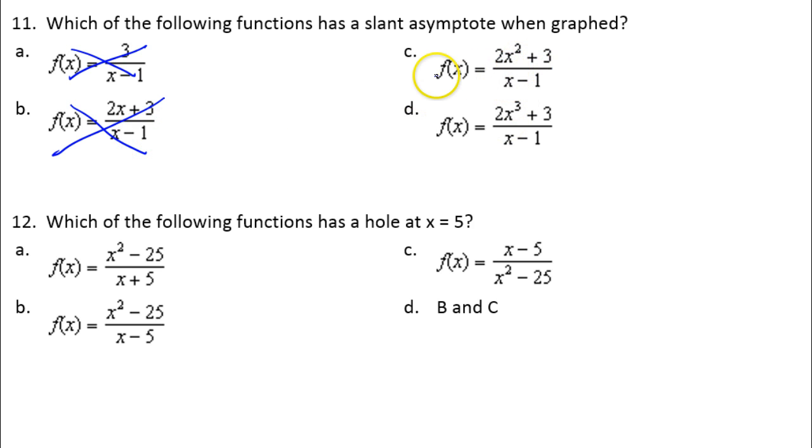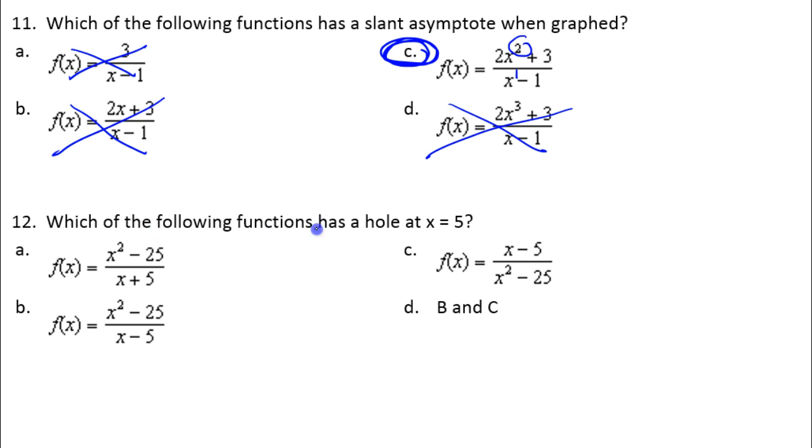This one, C, degree 2 and degree 1. So the degree of the numerator is 1 more than the denominator. So that's why C is going to be the answer. This one, the top degree is more, but it's 2 more. It's got to be just 1 more to have a slant asymptote. So it's not going to be this one either. So that's going to be C.